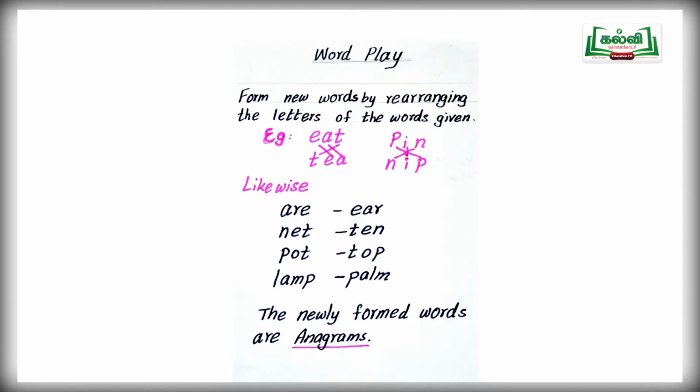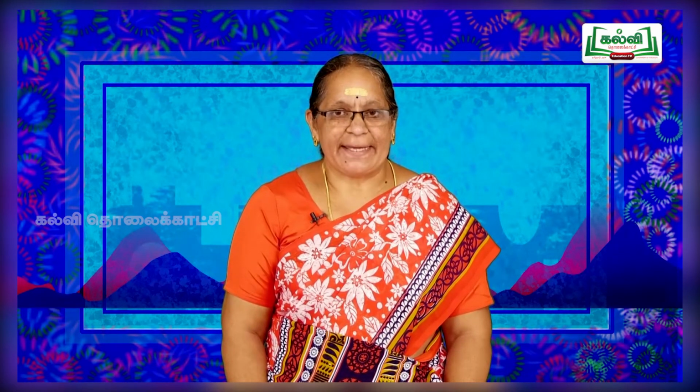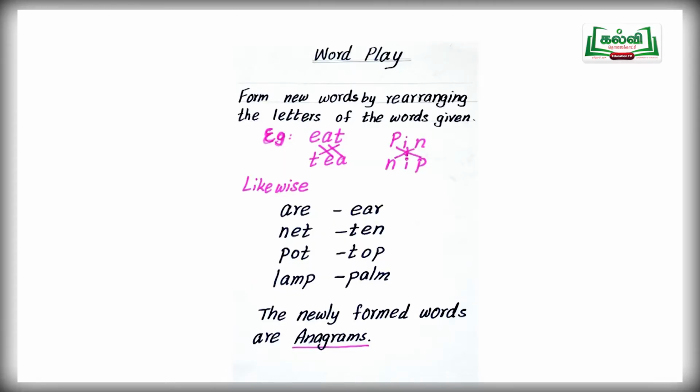For example, eat. When you rearrange the letters of eat, we get the new word tea. Likewise, pin, nib. Will you do the other four words? First one is ear, second one is net, third one is pot, fourth one is lamb. Can you change it? Okay children, now we will see the answer. For ear, ear; net, tin; pot, top; lamb, palm.